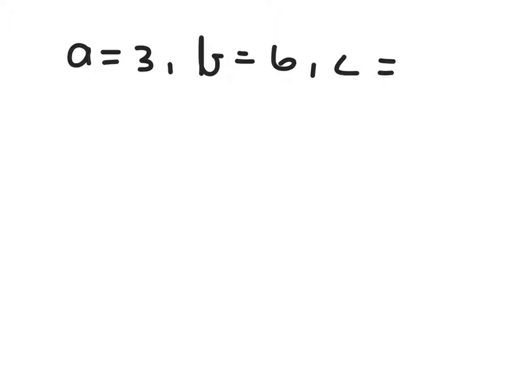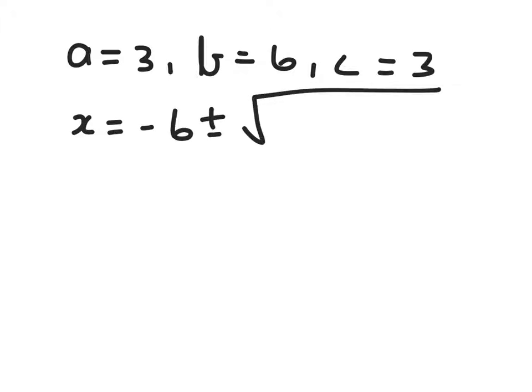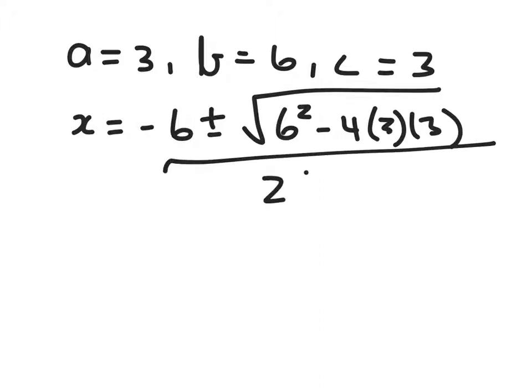Okay, task 3. This presents us with another interesting one, right? So let's try and do this one. So again, we have a equals 3, b equals 6, c equals 3. So what we're going to have now, to find our x-intercepts, is x equals minus b, so minus 6, plus or minus the square root of b squared minus 4 times a times c, all over 2a.